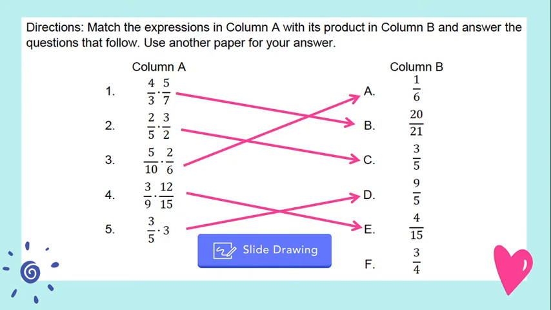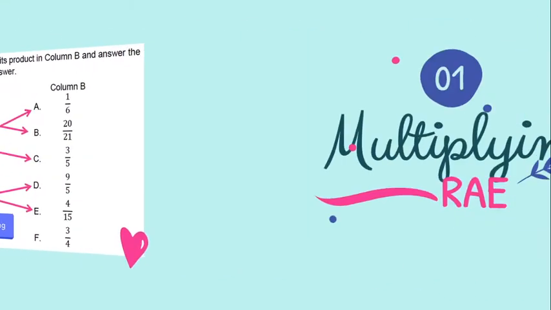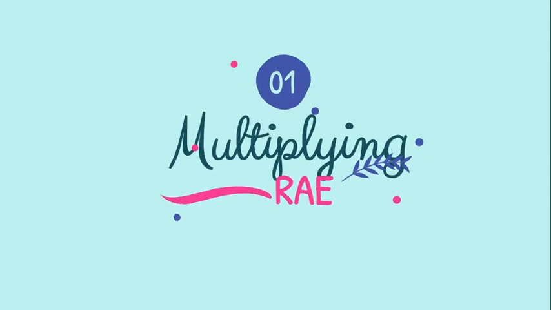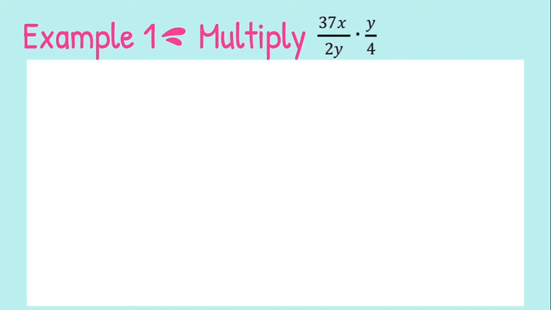If you recall how to multiply fractions, you multiply the numerator by numerator and multiply the denominator by the denominator, and then simplify. Today, we're going to discuss multiplying rational algebraic expressions. So let's have an example. Multiply 37x over 2y times y over 4.